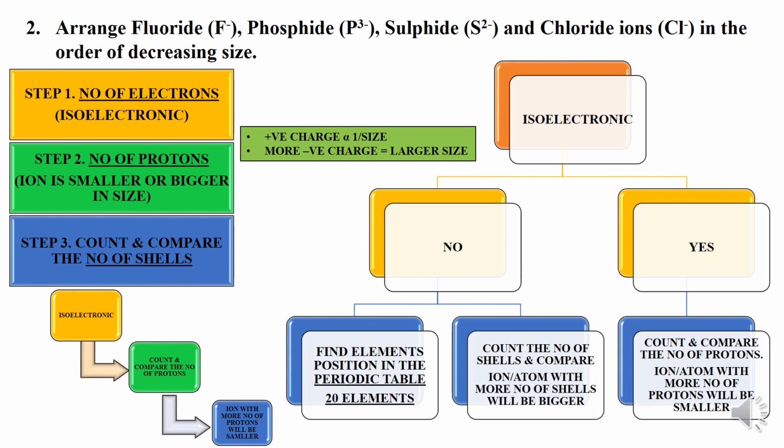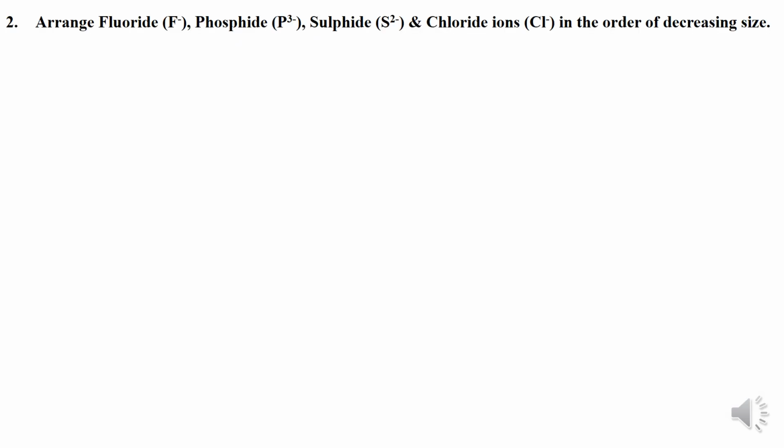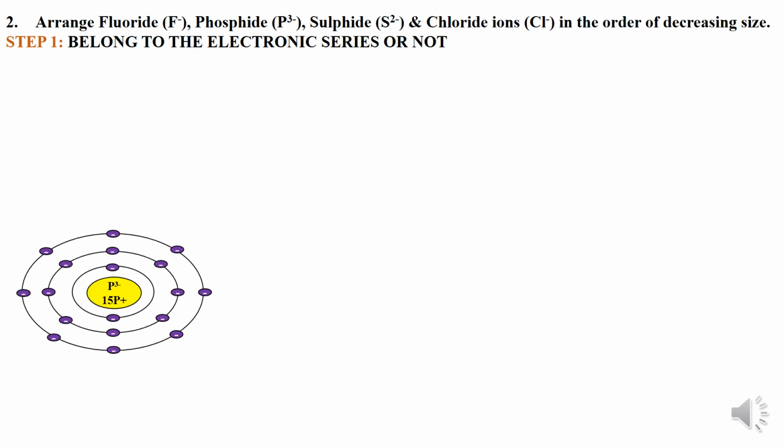Okay, now let's see whether this particular scheme works or not with the help of an example. The question is: arrange fluoride, phosphide, sulfide and chloride ions in the order of decreasing size. So what will be step 1? As per the scheme, find out whether the given series are isoelectronic or not. So let's find out whether the given series belong to the isoelectronic series or not.